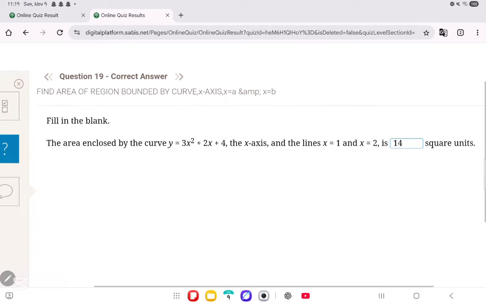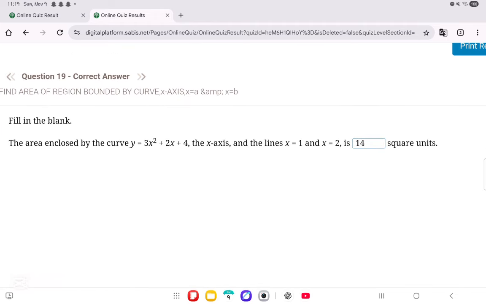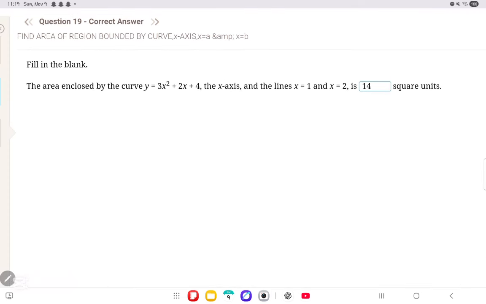The area enclosed by the curve 3x squared plus 2x plus 4, the x-axis and the lines x equal 1, x equal 2 is 14 square units. How did they get this? We have 3 lines, x equal 1, x equal 2, and 3x squared plus 2x plus 4. We will need to find the area.